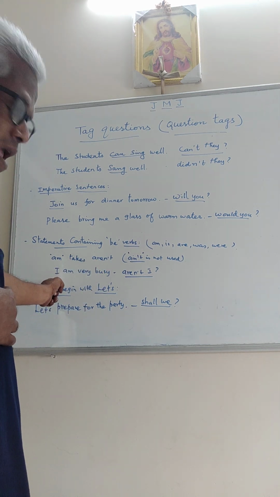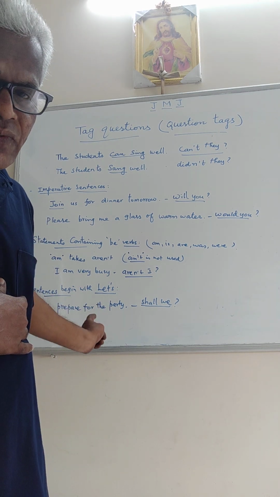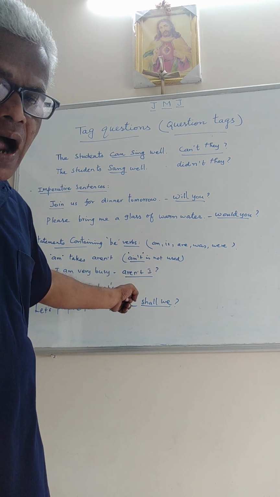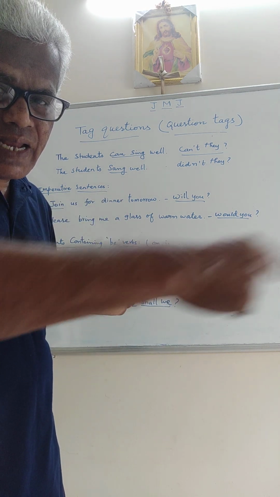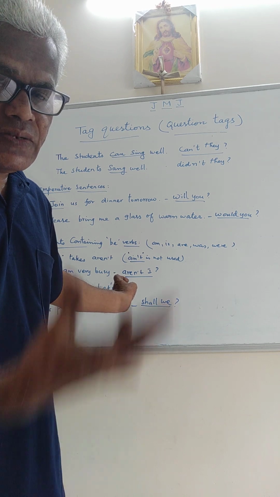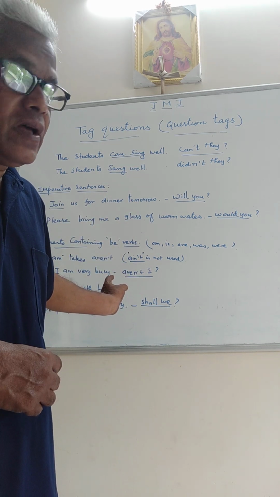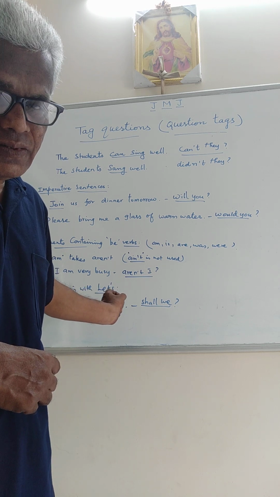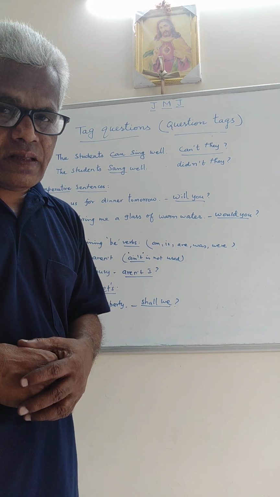See, for example, I am very busy. So am is a be verb. And what's your question tag? Aren't I? So are not I is the expanded form. Since we are asked to use the contracted form of the auxiliary verb here, we are using aren't I. This is yet another example of writing a question tag.